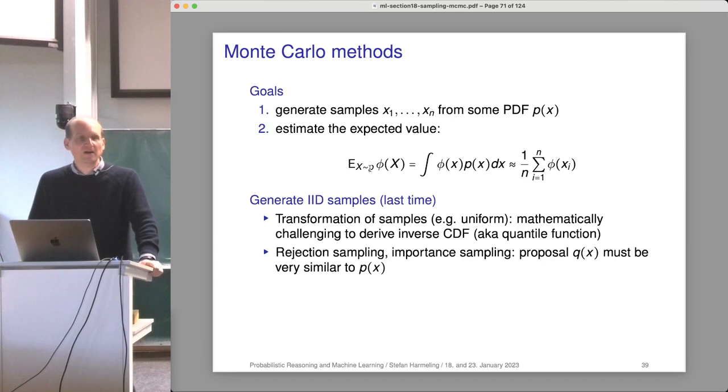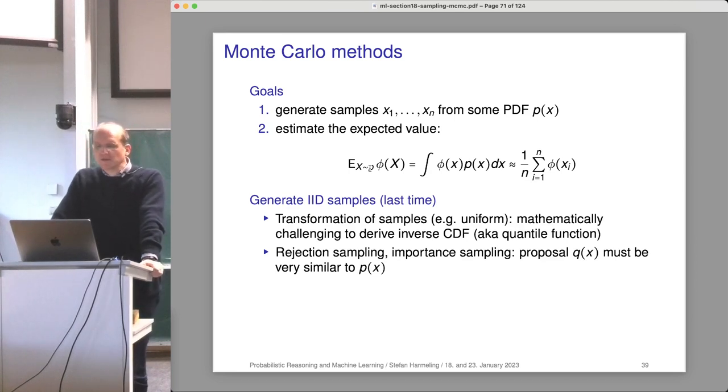Okay, where were we? Monte Carlo methods, we want to generate samples, and today we see some other method to generate samples. So far, we only talked about how to generate IID samples, so independently, identically distributed samples. So each sample is basically a random sample from P of X as it should be. However, also the next sample is independent of the previous samples. And we've seen a couple of examples.